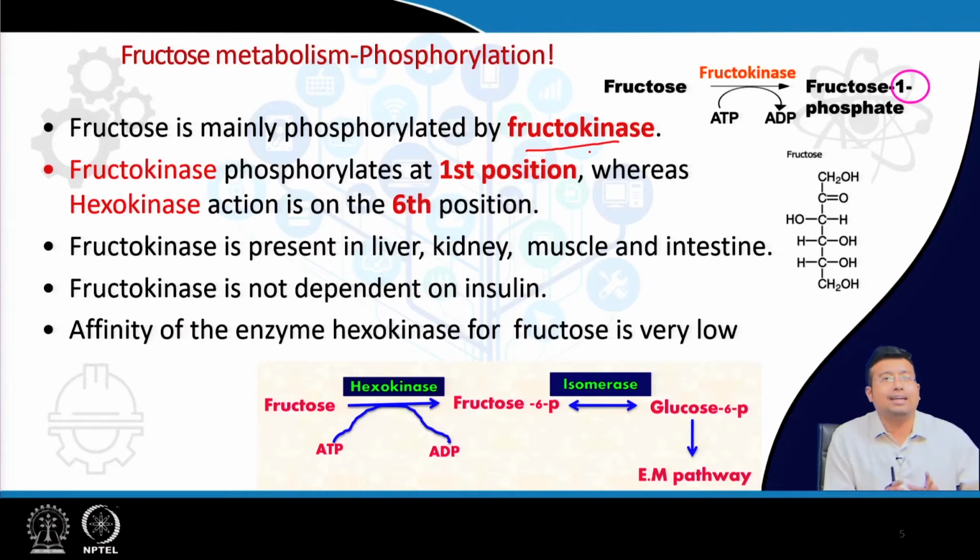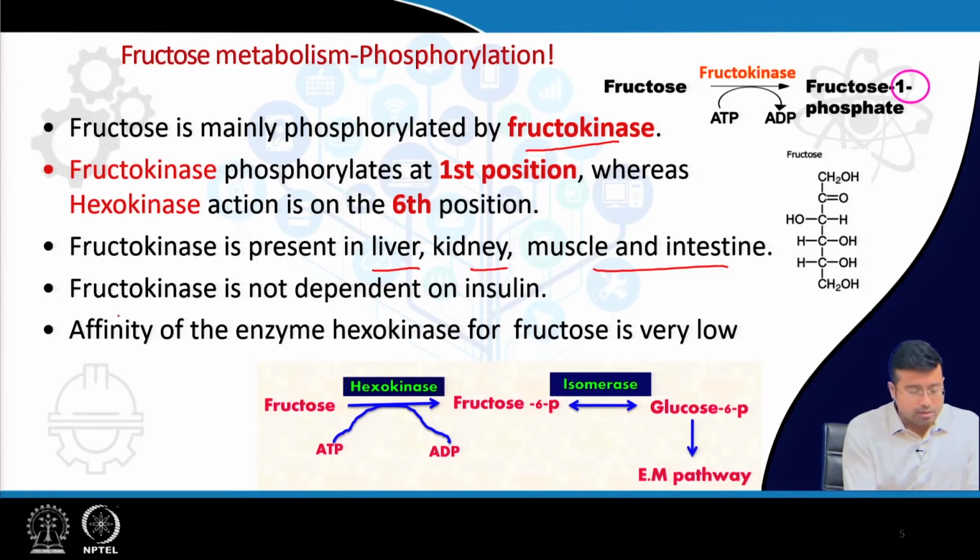Remember, hexokinase is an enzyme that can also act on all hexoses. So fructose, glucose, galactose, hexokinase can act on all hexoses and it generally preferentially phosphorylates in the 6th position. But the affinity of hexokinase for fructose is very low. We will be discussing it again. So, fructose always prefers to be phosphorylated by fructokinase as compared to hexokinase. Fructokinase is mainly present in the liver, kidney, muscle and small intestine. Very important, fructokinase is not dependent on insulin, but hexokinase is dependent. This is a fundamental difference, and the affinity of hexokinase for fructose is very low.